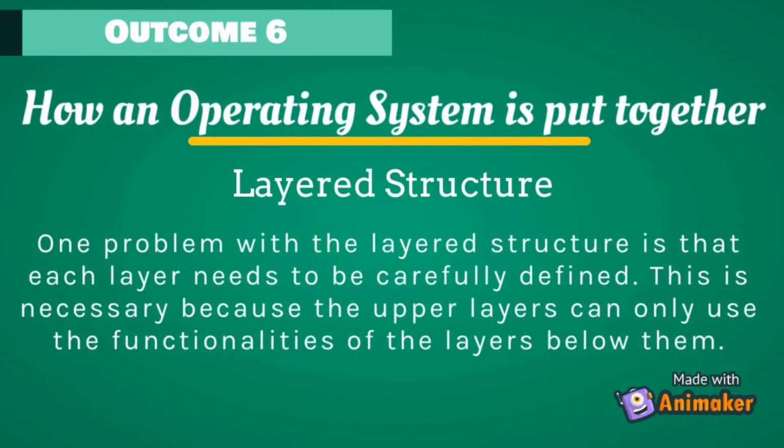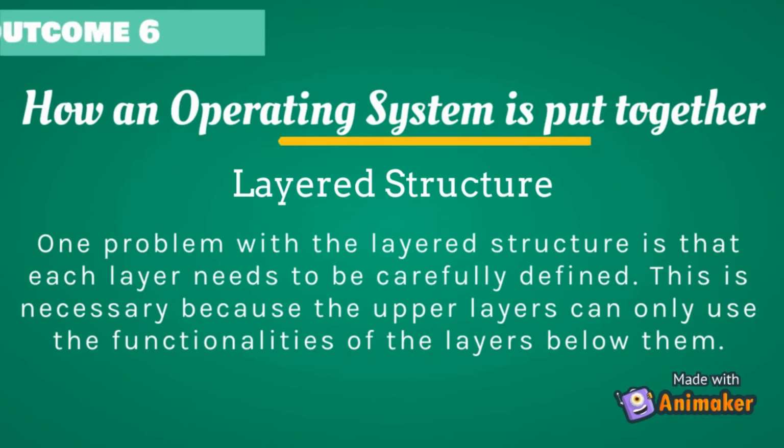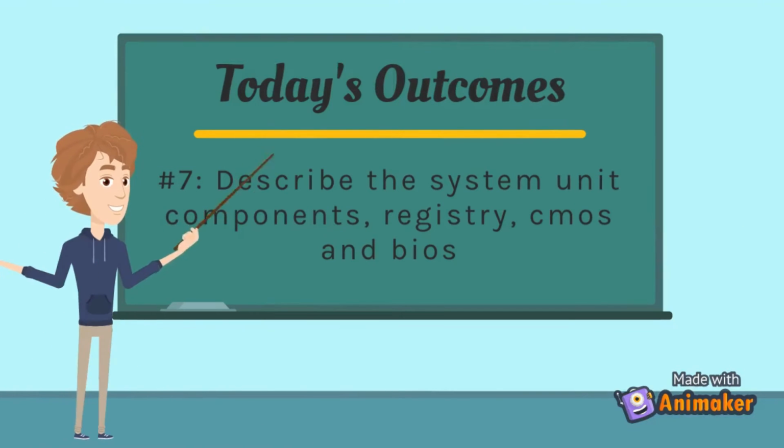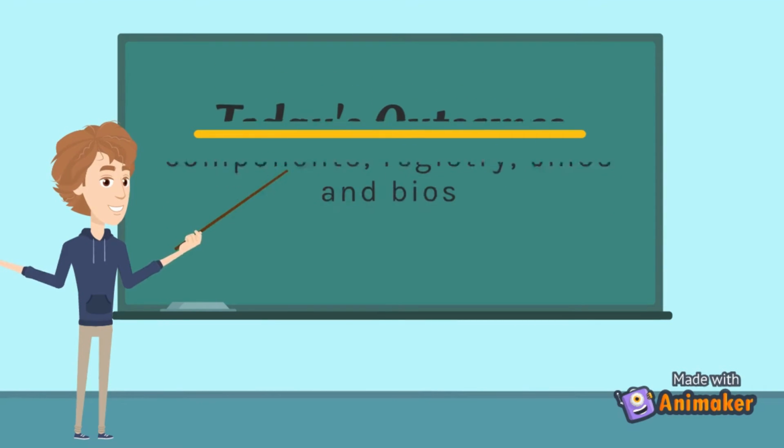One problem with the layered structure is that each layer needs to be carefully defined. This is necessary because the upper layers can only use the functionalities of the layers below them. Let's continue with Outcome 7. Describe the system unit components, registry, CMOS, and BIOS.